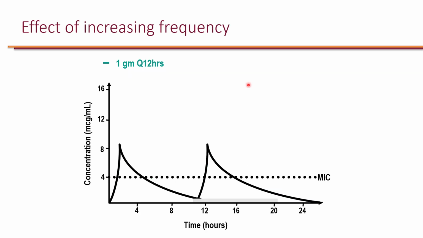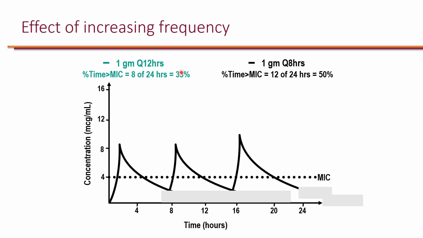Now, what if instead of increasing the dose, we increase the frequency? So instead of every 12 hours, we infuse this every 8 hours. So what happens is that you actually get 3 peaks. And because you now have 3 of those 4 hours, you get 12 hours out of 24. So that's 50% time above MIC. So essentially, by giving 1 gram every 8 hours, we achieve the same 50% time above MIC as doubling the dose. So from a pharmacodynamic standpoint, it's equivalent.